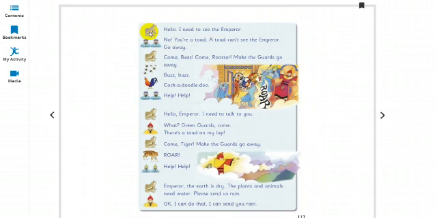Toad says, "Hello, I need to see the emperor." The purple guards say, "No, you're a toad. A toad can't see the emperor. Go away." Toad says, "Come, bees, come. Rooster, make the guards go away."